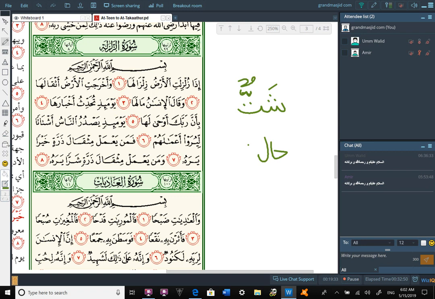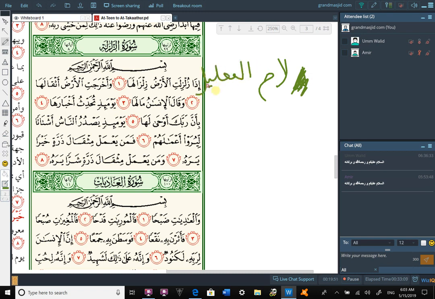Why in groups? Li yuraw a'malahum. Li, this lam here is a harf jar, right? No, actually it's not harf jar. Here is the lam at-ta'lil. Harf jar only appears before a noun, and this is a verb here. So this lam is a lam at-ta'lil. Why are they being in groups?